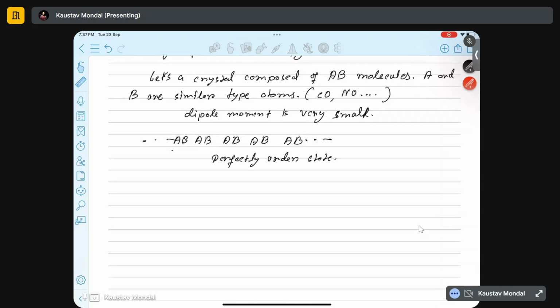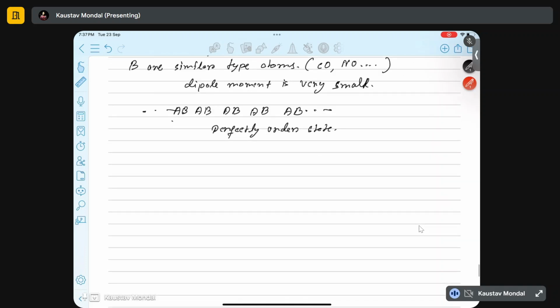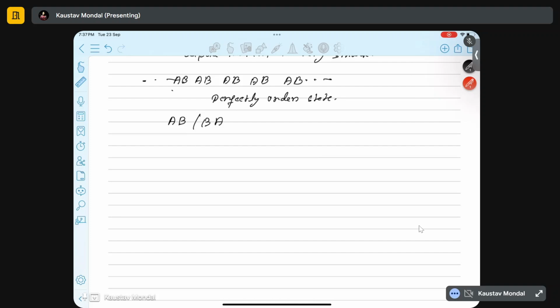Now sometimes what happens is that, since AB and BA are similar types of molecule, holding a configuration of AB or BA would cost similar energy, right? So that means if instead of this kind of configuration, there is a configuration like this: AB, AB, BA, AB, AB, it would also cost similar energy. Since both AB and BA configurations cost the same energy, both these two types of configuration have the same energy.